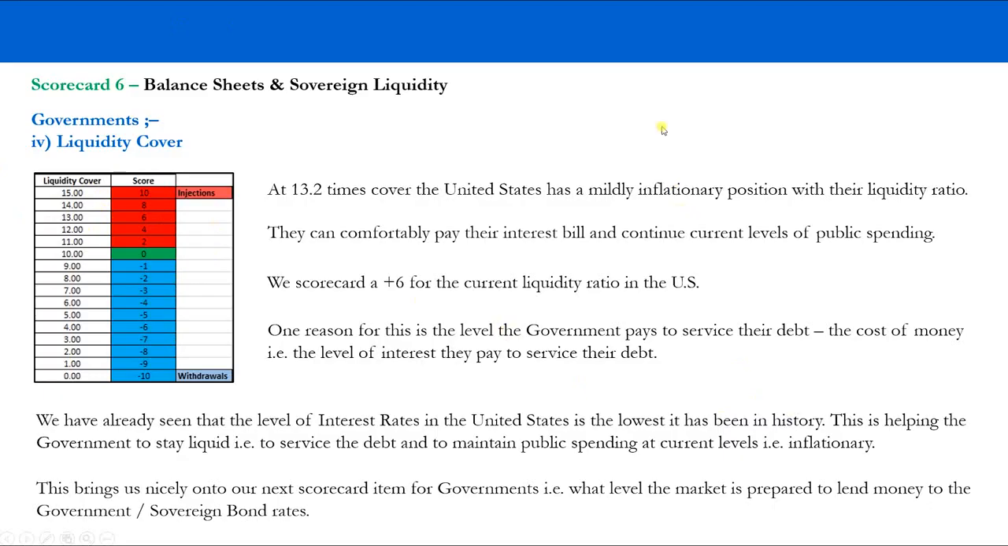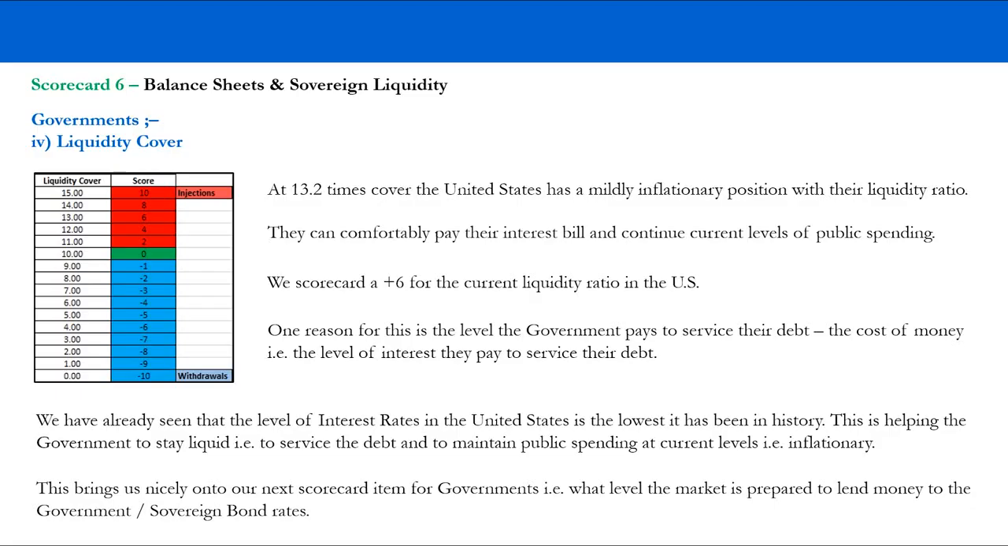Now, one reason for this is the level the government pays to service their debt, the cost of money. The level of interest rate that they pay to service their debt is obviously important. We've already seen that the level of interest rates in the United States is the lowest it's been in history. And this is helping the government to stay liquid, as in to service the debt and to maintain public spending at current levels, so inflationary.